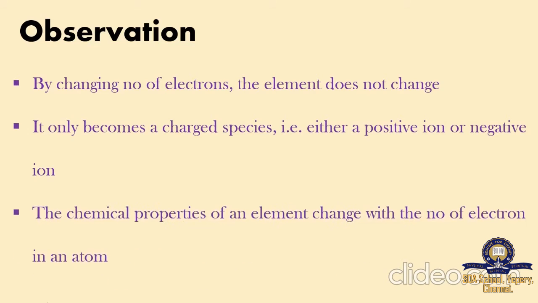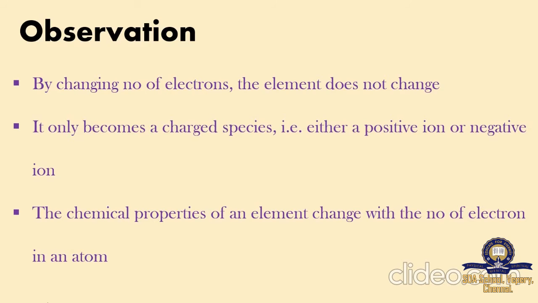The chemical properties of an element change with the number of electrons in an atom. We know that electrons participate in chemical reactions. So if the number of electrons changes, then the chemical properties of an element also change. So the chemical properties of all elements depend on the number of electrons in an atom.